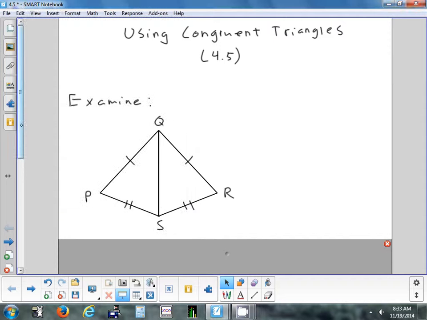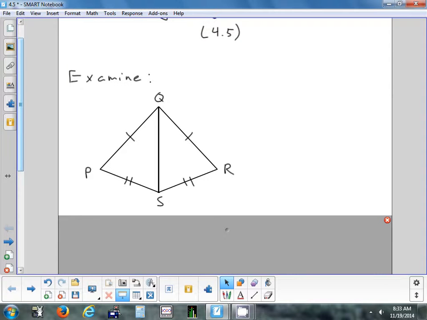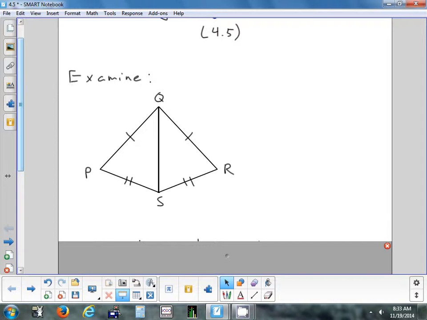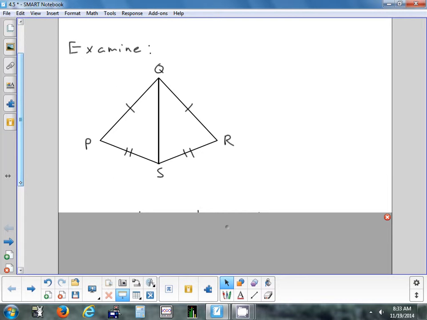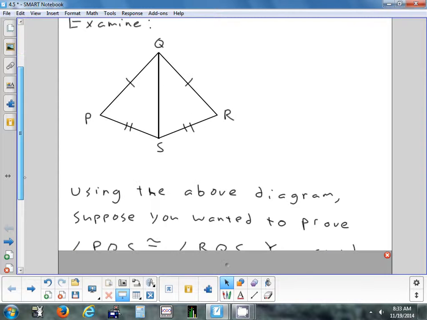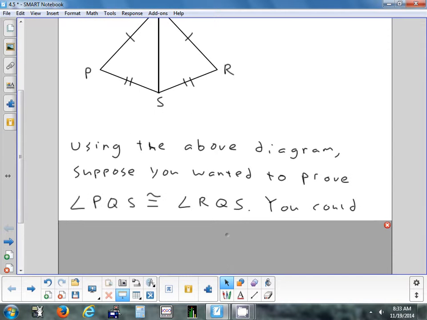Right, so section 4.5, that's on using congruent triangles. The idea in this section is first you have to prove the triangles are congruent, and then we're going to do one extra step after that. Looking at these two triangles, could you prove them congruent? Yes. What would be the way you'd do it? Side, side, side. Okay, so using the above diagram, if you wanted to prove those triangles are congruent, you could.